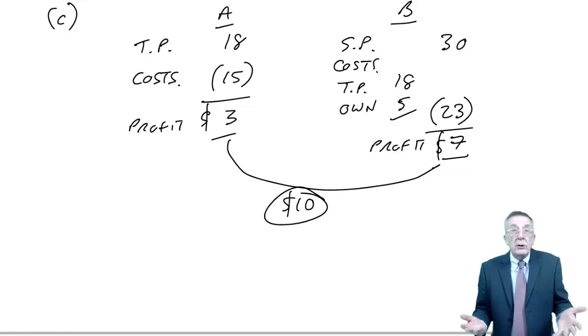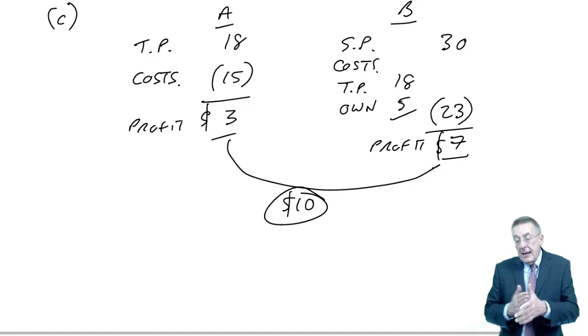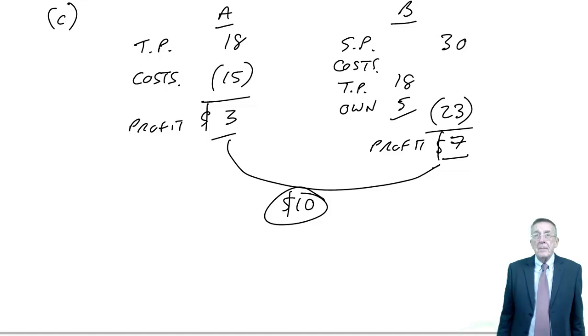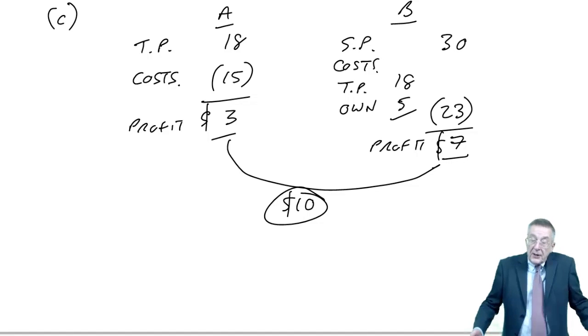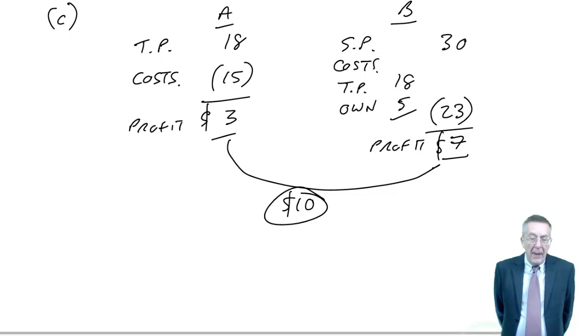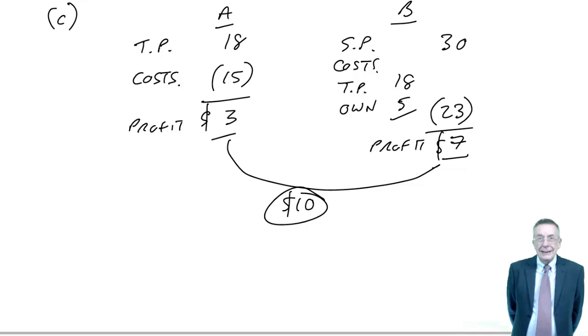And how are they going to make more profit? Oh, B, maybe we can charge a higher selling price, maybe they can cut costs, fine. We want them to cut costs and make more profit. But look at division A. How can A make more profit?